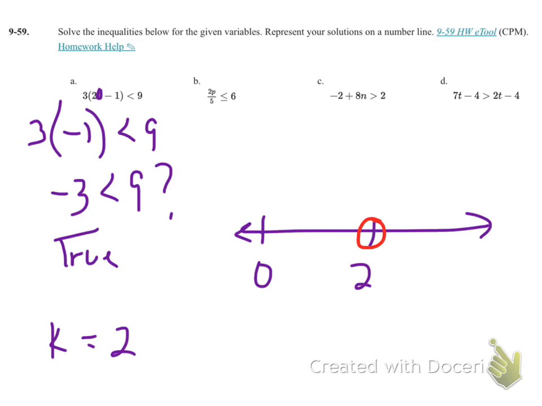So that means it is true when I tested 0, so I shade towards the direction of 0. That is my answer on number line. If I did want to represent it with an inequality, my answer would be k. I'm going to the left, so it's less than, and my boundary point is 2. Let's take a look at problem B.